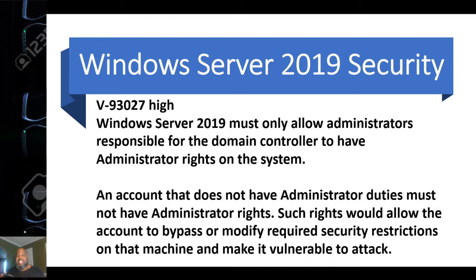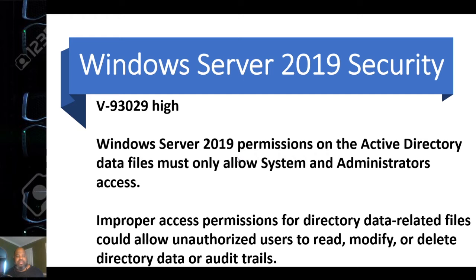Vulnerability ID 93027 high. The Windows Server 2019 must allow only administrators responsible for the domain controller to have rights to the system. An account that does not have administrative duties must not have administrative rights. Such rights would allow the account to bypass and modify required security restrictions on that machine and make it vulnerable to attack. Right, so there's two things on there, right? You've got administrative duties and administrative rights, to do that domain controller for that box. So we want to make sure you have least privileges, just the privileges you need to work on that box.